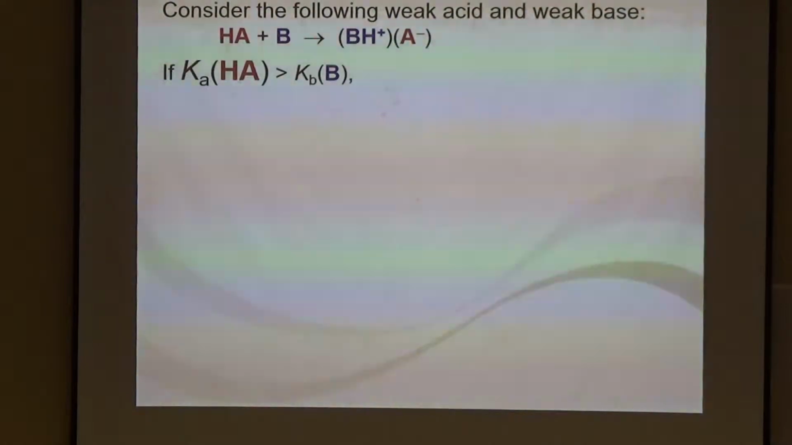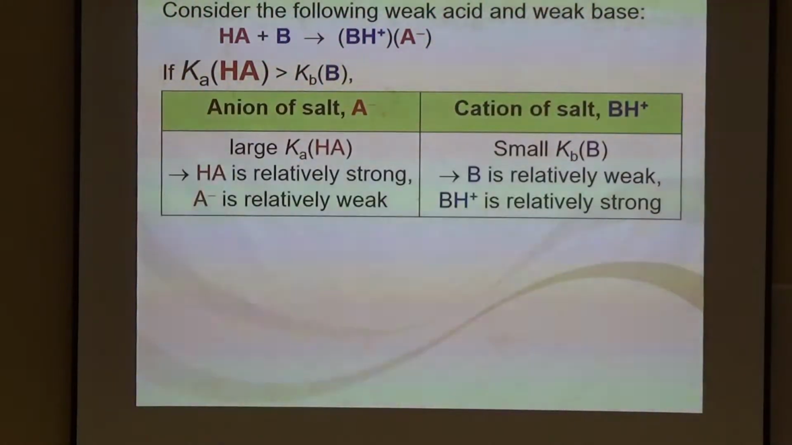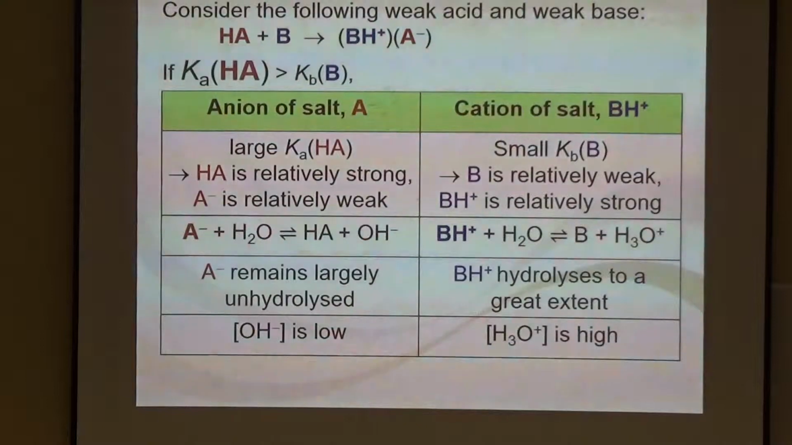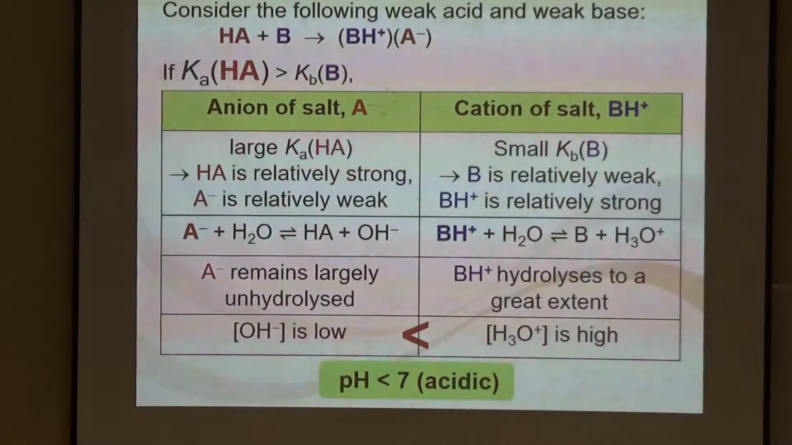If the Ka is larger than the Kb, then A minus is relatively weak and BH plus is relatively strong. So OH minus is low and H3O plus is high, and therefore it will be acidic. The example that I gave you, it's a coincidence that the Ka and the Kb are equal, and therefore it will be neutral.